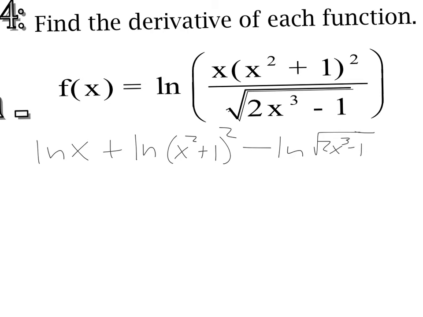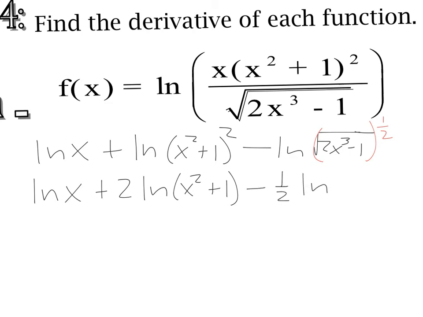Okay, and I could simplify even more than that because this square root is really a 1/2 power, and so I could write this as the natural log of x plus 2 times the natural log of x squared plus 1 minus 1/2 the natural log of 2x cubed minus 1. Okay, now I can take the derivative. This is not hard. Once I've broken it up, it's not hard. It looks crazy hard, it looks crazy confusing, but it's actually really easy.